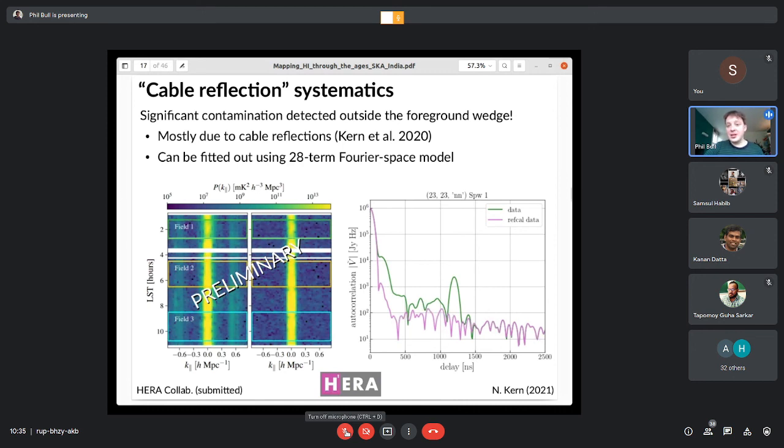But it's restricted to a narrow range of delays, just because with a signal reflection you essentially get a time delayed copy of the signal. So that's why it appears as a narrow feature in delay space. I don't know if that's what you're asking.